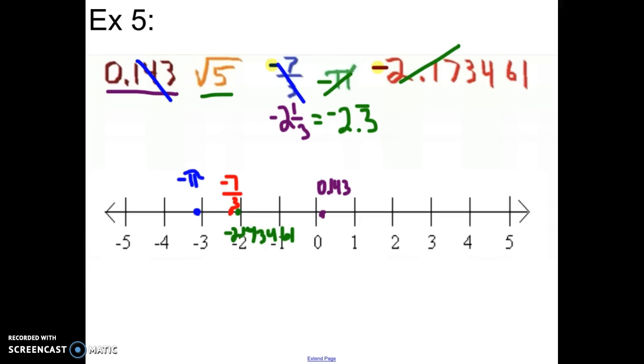So my only value that I have left is the square root of 5. Square root of 4 is 2. On the other side, we've got the square root of 9, which is 3. So the square root of 5 is going to be somewhere between 2 and 3. It's really close. 5 is really close to 4. So it's going to be very close to 2. So I'm going to put it just a little bit to the right of 2. We'll label that the square root of 5.